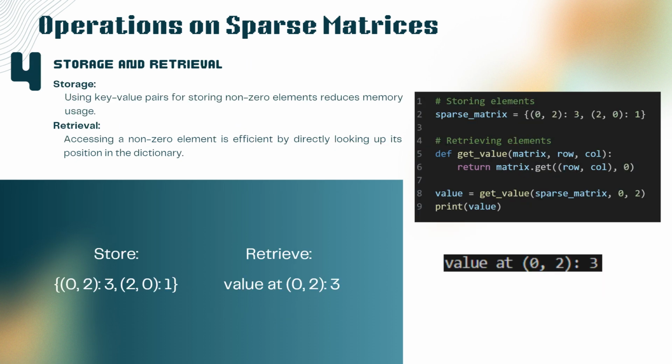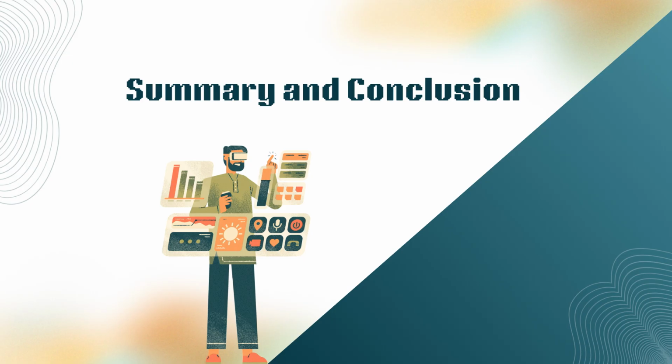Storage and retrieval. Storage. Using key value pairs for storing non-zero elements reduces memory usage. Retrieval. Accessing a non-zero element is efficient by directly looking up its position in the dictionary. On the right side of the screen, you can see the Python implementation of storage and retrieval of values. We have implemented a matrix with stored elements, and then we have defined a function to get the value with the inputs matrix, row and column. We return the row, column value of the matrix.